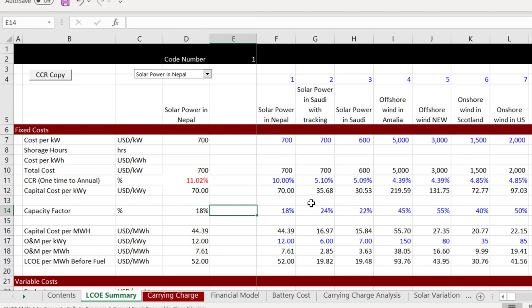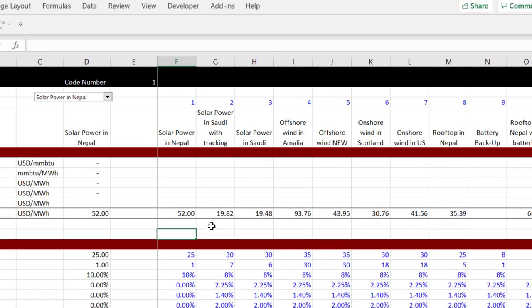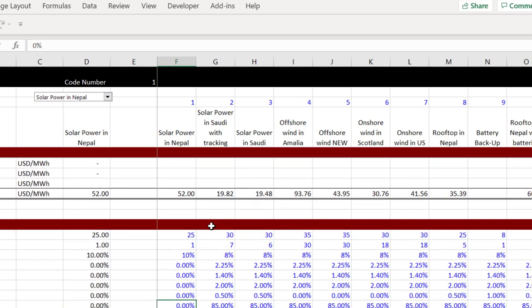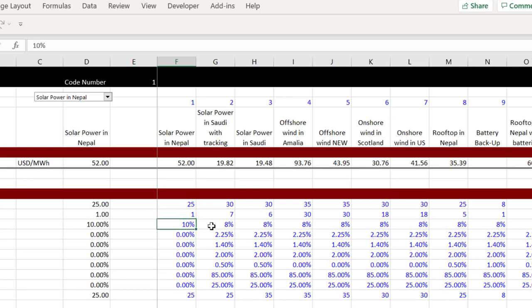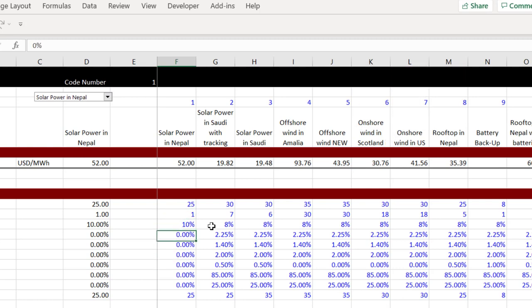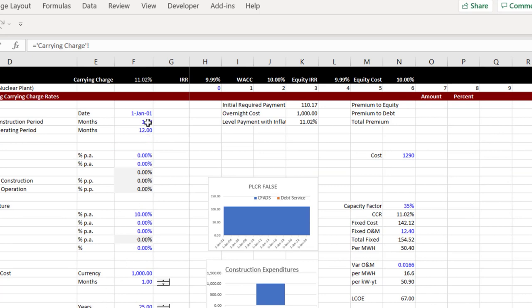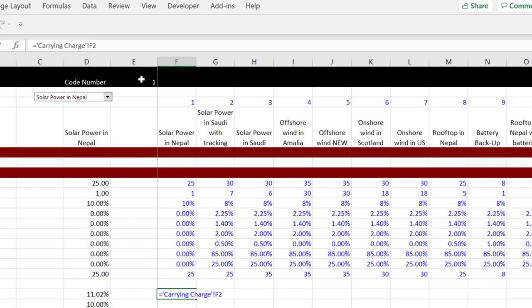Let's talk about these carrying charge rates. If you had a simple case, and I made a really simple case here, we have no inflation, no degradation, no debt, no interest rates. And then what I'm going to do is put these factors into a little model here. When I have nothing like that, it's going to give me a carrying charge rate of 11.02%. In fact, I'm just going to put this 11.02 over here.